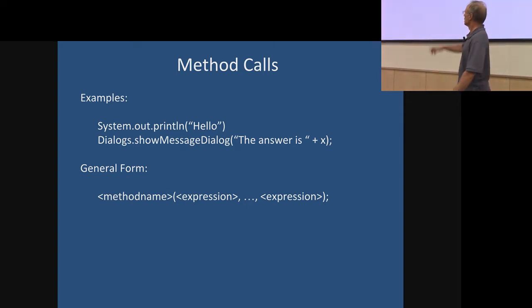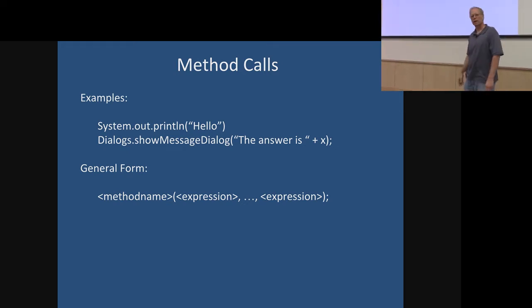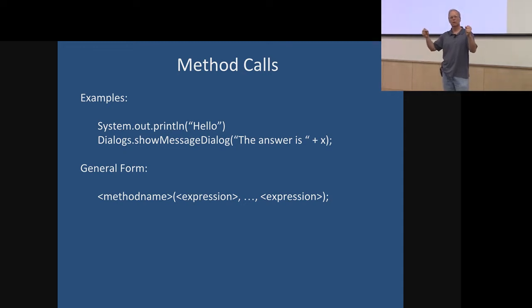It evaluates the expressions. And let's say, like up there, we call showMessageDialog. There's one expression, so it evaluates it, and it gets the string. The answer is 10, let's say. So it evaluates that expression to get that string. Then it gives that string to the method. It doesn't give the expression to the method. It gives the value of the expression to the method. And then the method takes in those inputs and does its thing. And we'll look at expressions in more detail today.